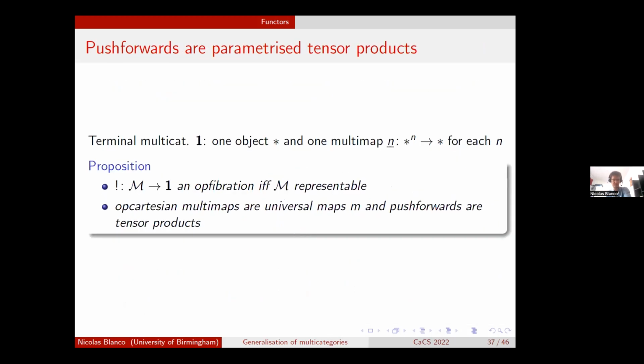And so I will skip the example, but the idea is that push forward can be thought of as parameterized tensor product, as the notation suggests. And in particular, you have this terminal multi-category, and an opfibration with regard to this terminal multi-category is the same as a representable multi-category. So push forward for this specific functor corresponds to tensor product.